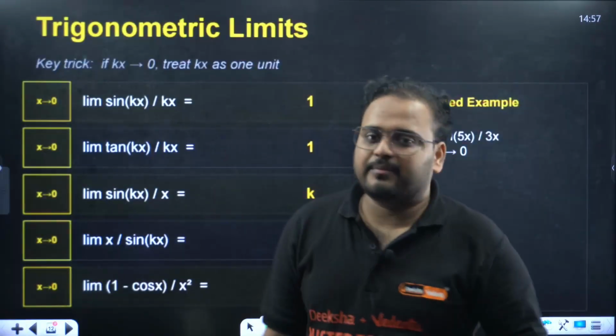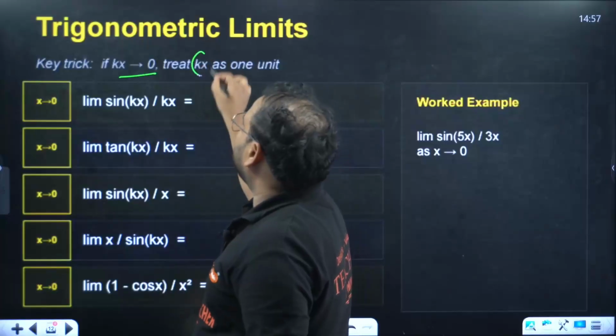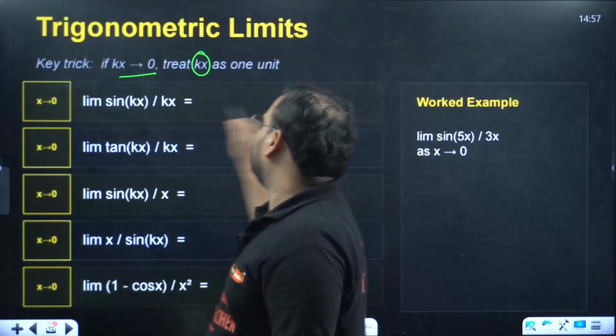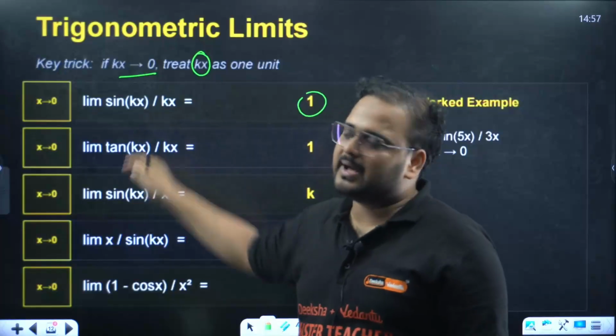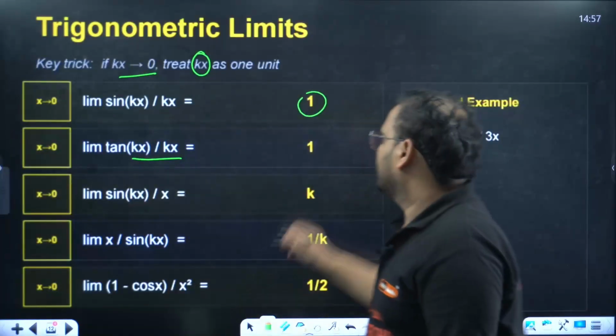Again, the same we have repeated there as well. Whenever you have kx tends to 0, you just take kx as the variable. So kx by kx, if you have, the answer will still be 1, as it was for x by x. The same goes in the case of tan also. They are both limit x tends to 0, 1 only.